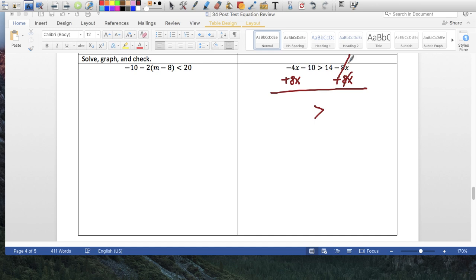So these two are 0. Negative 8x plus 8x is 0. 14 comes down. Negative 4x plus 8x is positive 4x, because negative 4 plus 8 is positive 4, and negative 10 comes down.